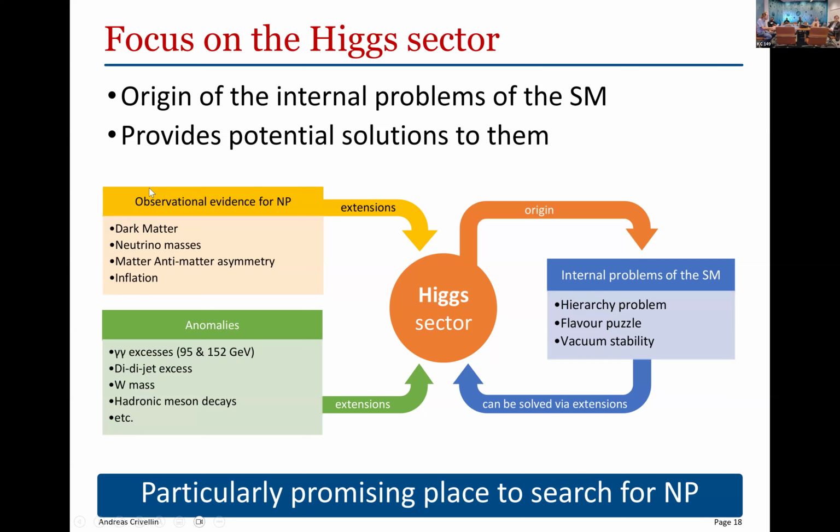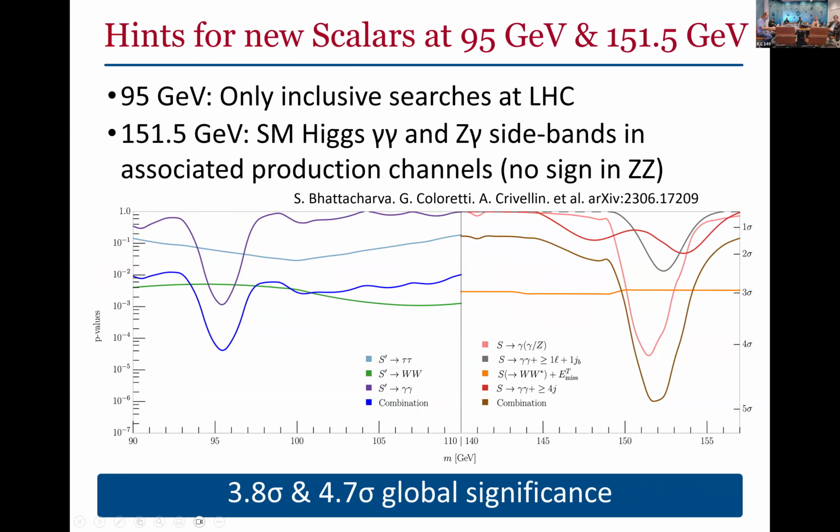Now, as I said, we have observational evidence for new physics, and they can be explained by extensions of the Higgs sector. And we have these anomalies, which I want to talk about now. So there are 2 in particular. The first one is indications for a new Higgs at 95 GeV, so a little bit lighter than the standard model Higgs. Here, we don't know too much.